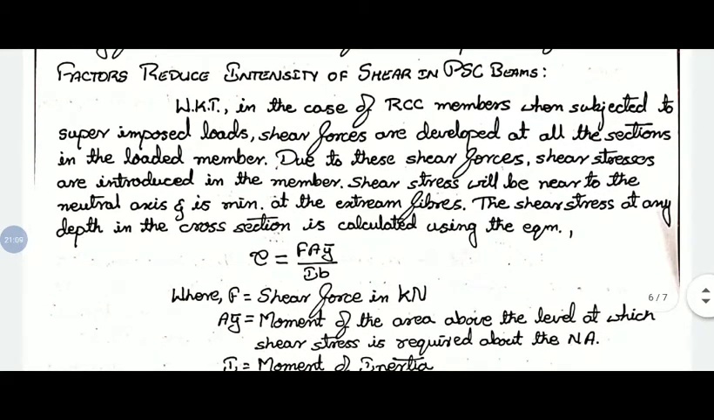So next, factors that reduce the intensity of shear in PSC beams. What are the factors we need to consider to reduce the shear in PSC beams? We know that in RCC members, when subjected to superimposed loads or live loads, shear forces are developed at all the sections in the loaded member, from one support to another support. Wherever you take the sections, there will be shear stresses developing.